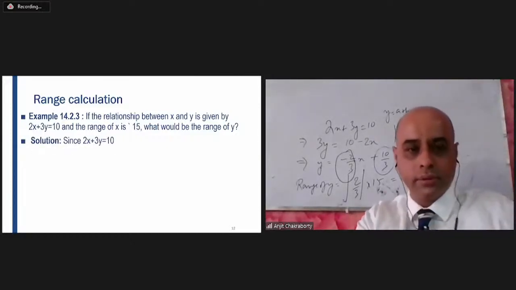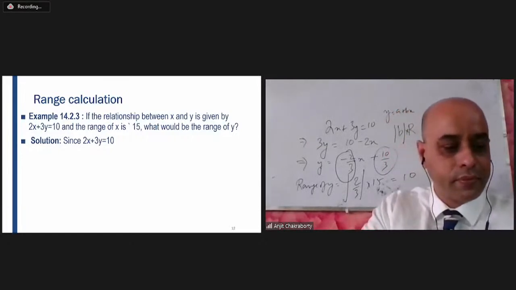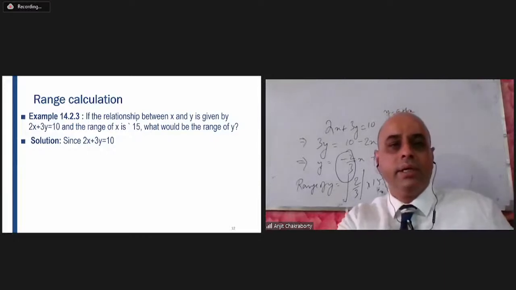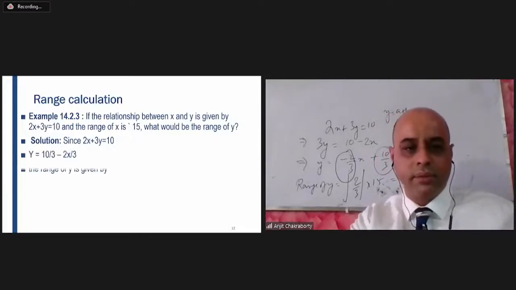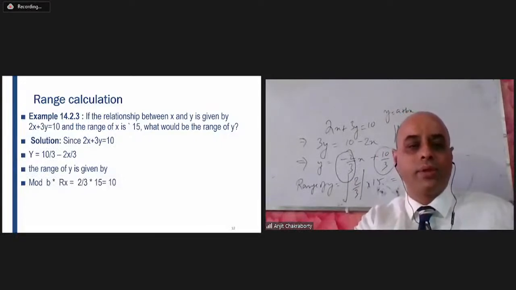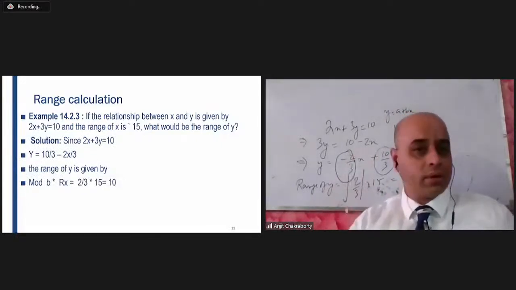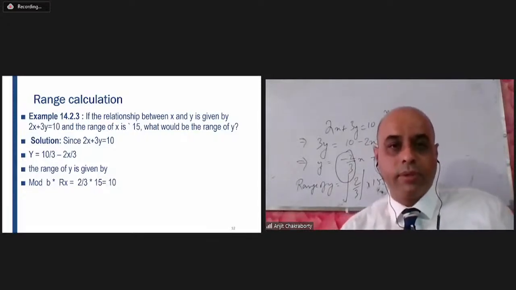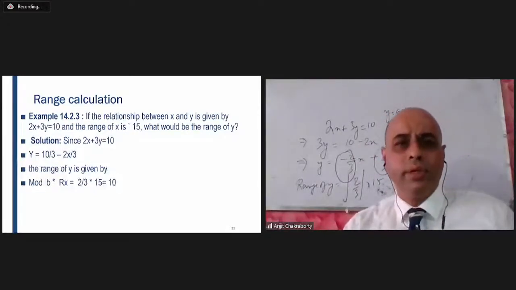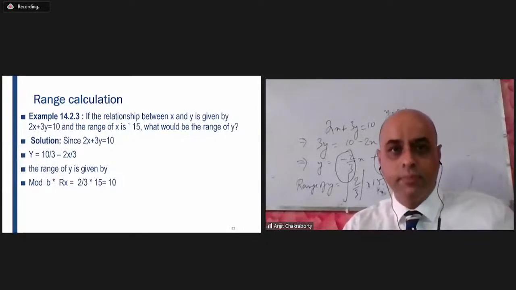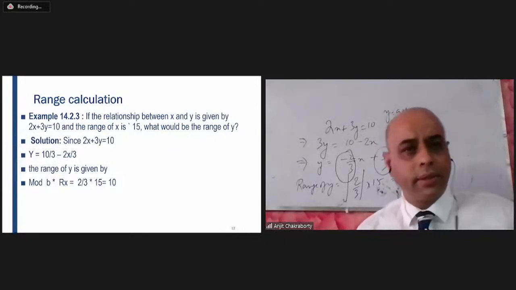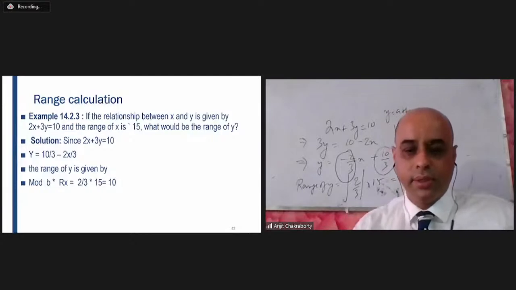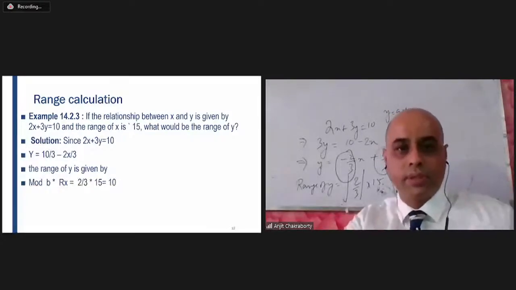Please note the solution which is given. Yes, Dhyanesh, range is very easy, and you will find mean deviation also very easy. The range of y is given by 2 by 3 into 15, that is 10. Very important for the exam because similar questions have come in the mock test paper, and in the past few years you will find quite a number of problems of this type. So, good question for the exam.